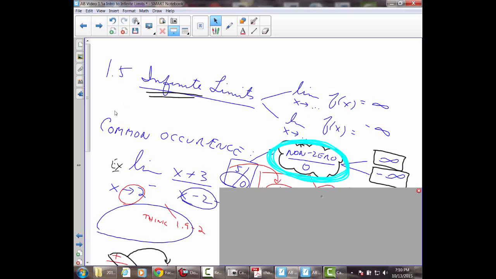So it is a common occurrence. This will come up quite a bit. When you substitute and get non-zero over 0, you will either have infinity or negative infinity.